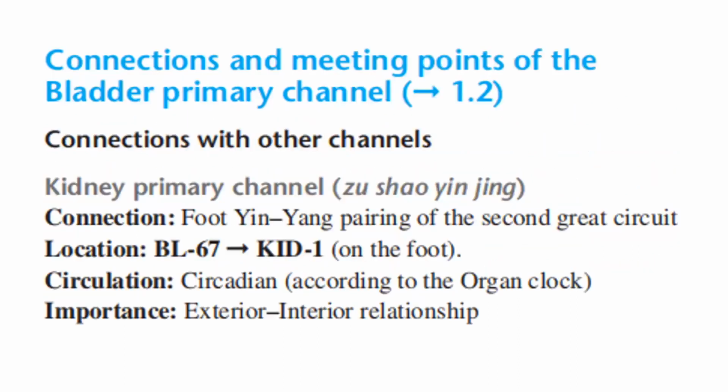Connections and meeting points of the bladder primary channel. The connections with other channels: kidney primary channel connection, foot yin-yang pairing of the second great circuit, location Bladder 67 to Kidney 1 on the foot. Circulation: circadian according to the organ clock, importance: exterior-interior relationship.